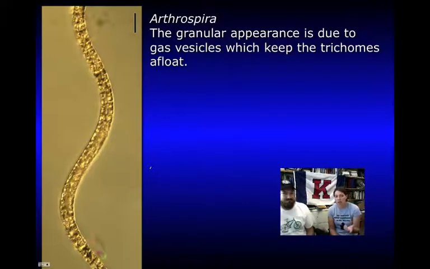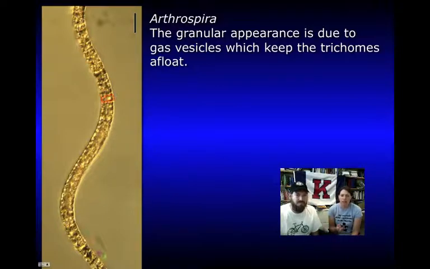So here we have Arthrospira. This is the genus Arthrospira, and this is a really great example of a cyanobacterium that looks really granular. A lot of the specimens that we showed you on the previous slide were much more homogeneous in the way that they appeared, but Arthrospira looks much more granular in appearance, and this is because it has all of these gas vesicles that help to keep the trichomes, all these cells that are linked together into a trichome, afloat in the water column.